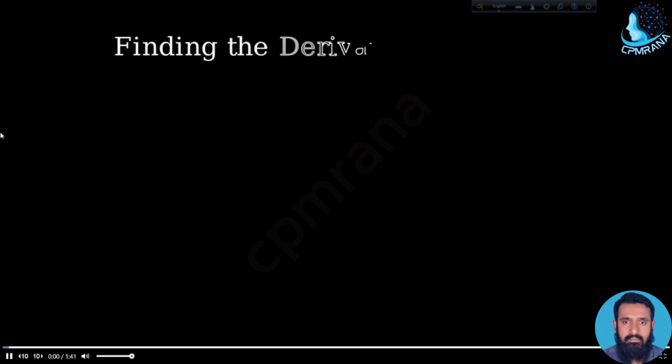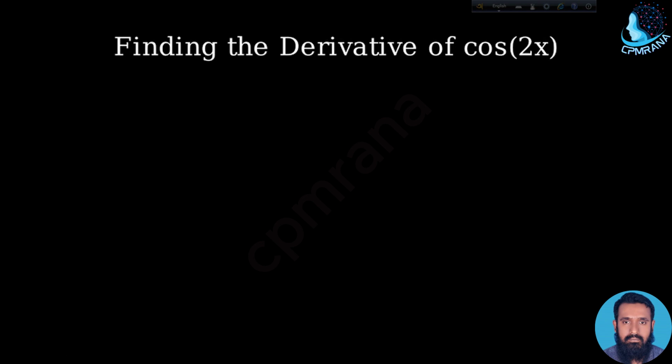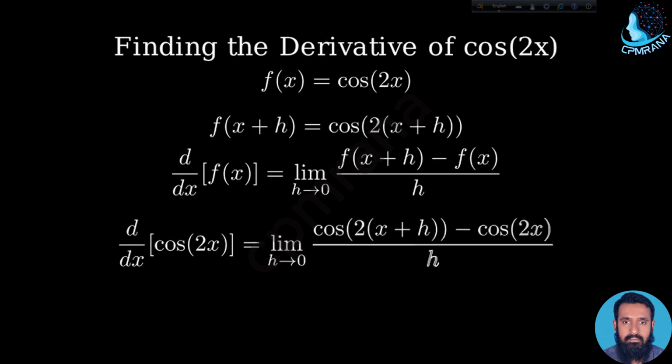Let's find the derivative of cosine 2x using first principles. We'll break this down step by step. Step 1. Let's start by defining our function f of x equals cosine 2x. Then, we can write f of x plus h equals cosine of 2 times x plus h. Step 2. We'll set up the difference quotient.